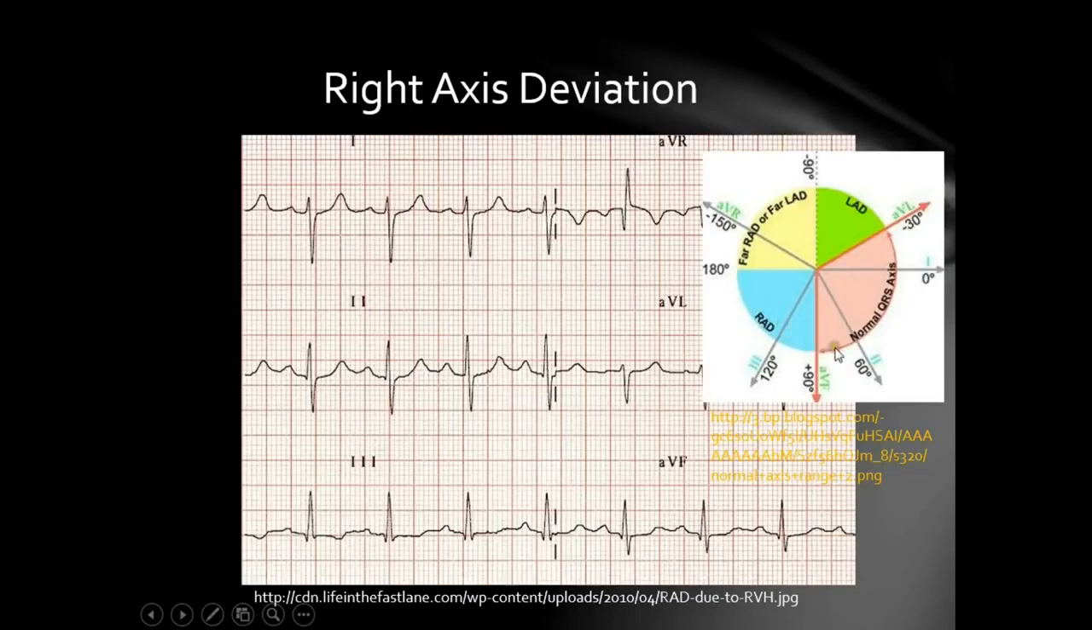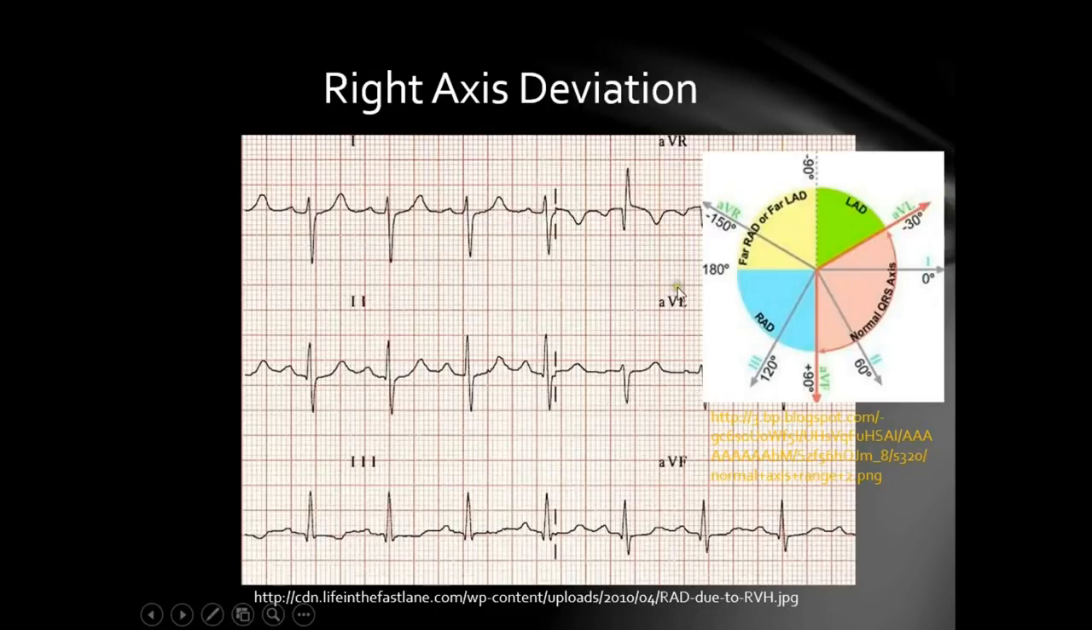Now please note that lead 2 doesn't really matter in right axis deviation, and that's because the range of a right axis deviation is pretty wide, and therefore a positive lead 2 could fall in the right axis deviation quadrant, the right lower quadrant, and even a negative lead 2 could fall within the right axis deviation quadrant. So that's why lead 2 doesn't really matter in right axis deviation. So again, all you need to have is a negative lead 1 and a positive AVF, and that equals right axis deviation.